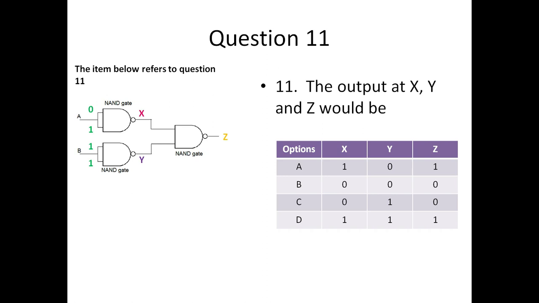Question 11. The item below refers to question 11. Here you have a setup. Now, question 11. The output at X, Y, and Z should be A. 101, B. 000, C. 010, D. 111. Alright, so look at them carefully and see what the output should be.